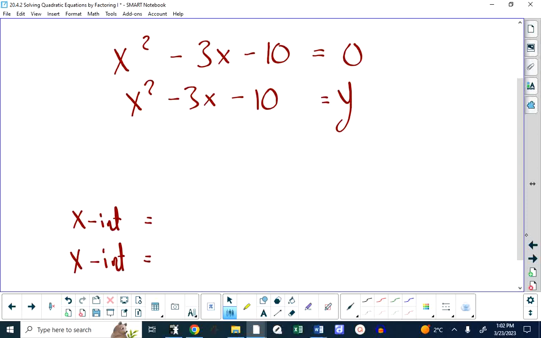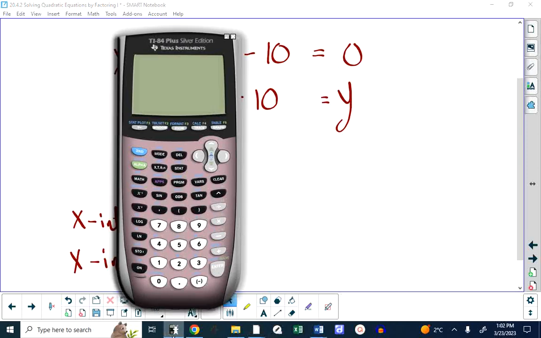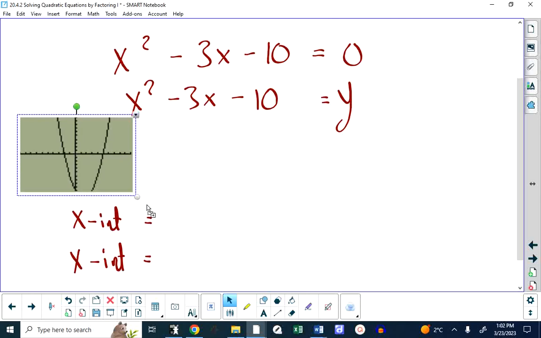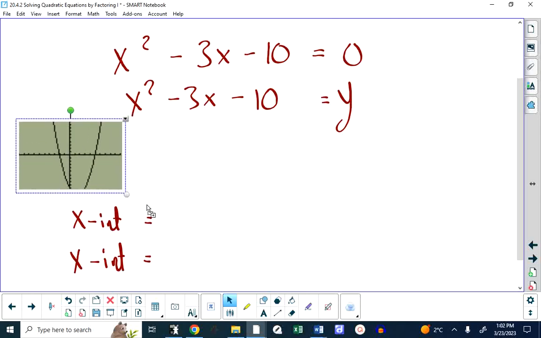That ought to have been enough time. I'm going to graph it just to show you what we're looking at, but I'm not going to actually go through the steps of finding the x-intercepts. You know how to do that. It's y equals x squared minus 3x minus 10. Zoom 6 is probably your first line of attack. This is what the quadratic function looks like. That is the equivalent function to the equation that we're trying to solve.